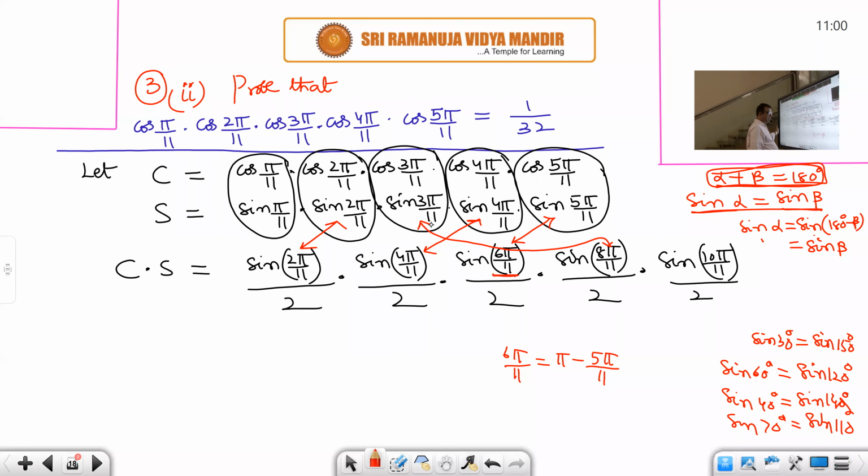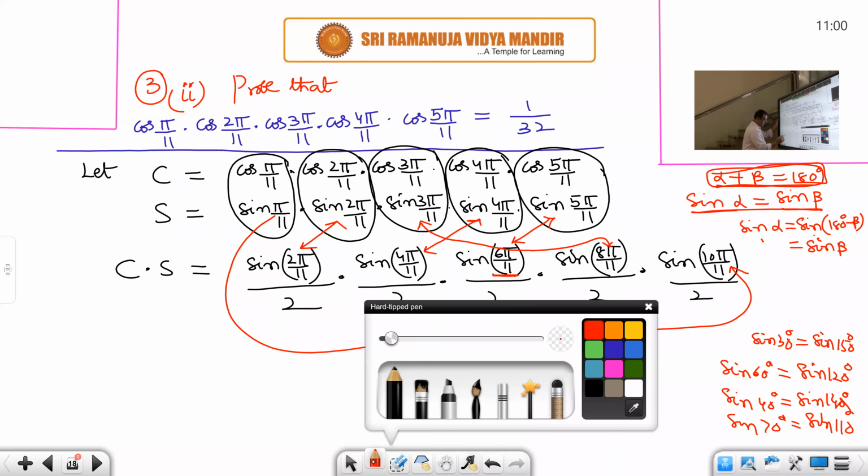Next one. Sine 10 pi by 11 and sine pi by 11. Yes, correct. This sine pi by 11 will be equal to the last one, sine 10 pi by 11, because pi by 11 plus 10 pi by 11 is also equal to pi. That means all the factors of S are there here.